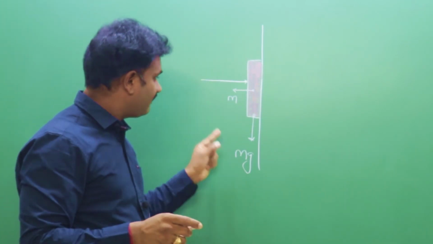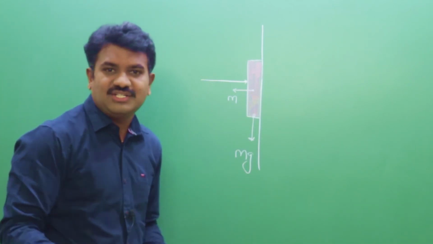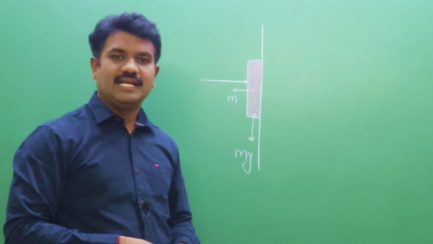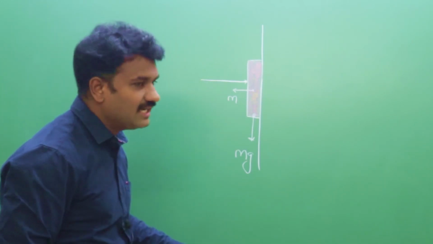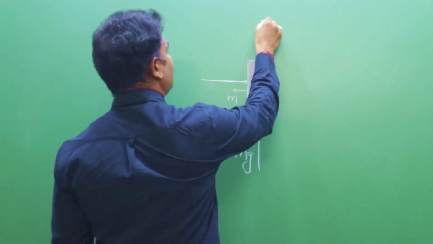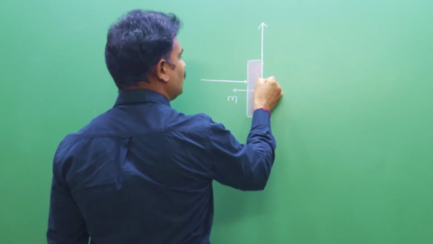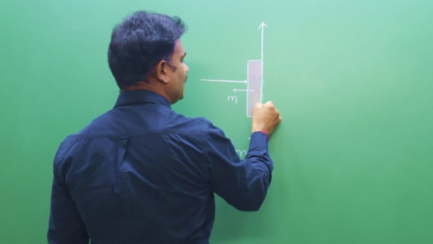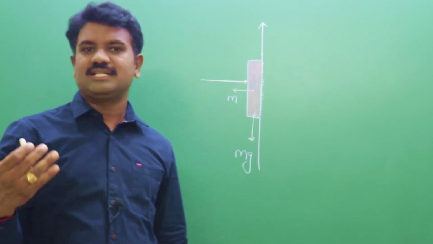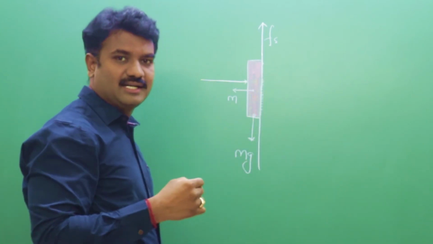Means when I press this towards the wall, do you think mg has vanished? No, mg is always present. Even though mg is present, it is not sliding downwards. Means some imaginary or invisible force is acting in the upward direction. So what could be the force acting in the upward direction? Definitely the force which opposes the motion is nothing but friction. So Fs is acting in the upward direction.